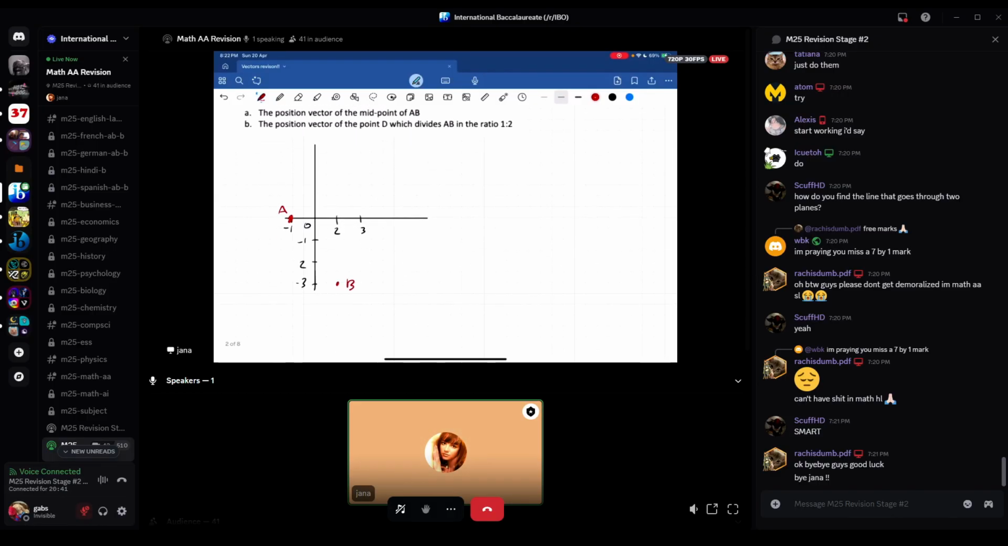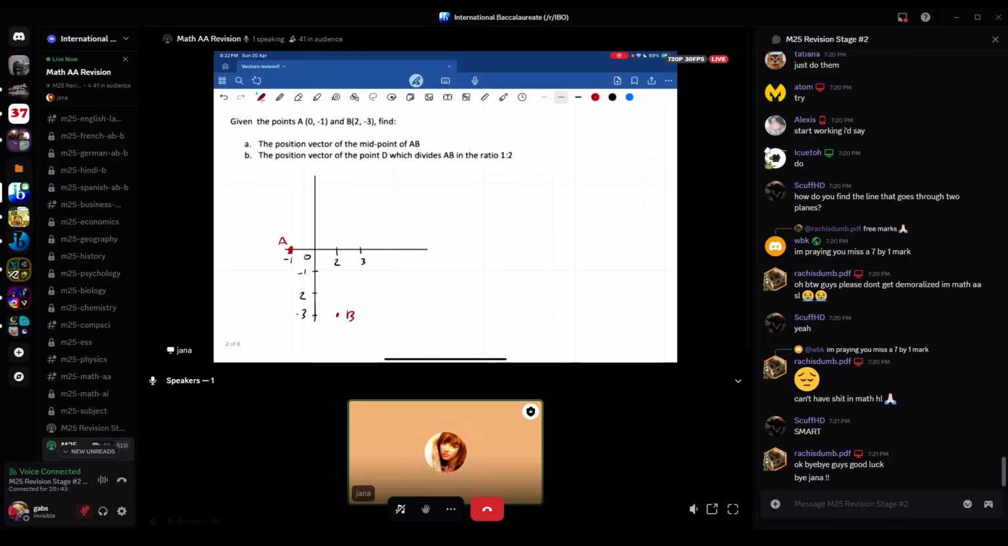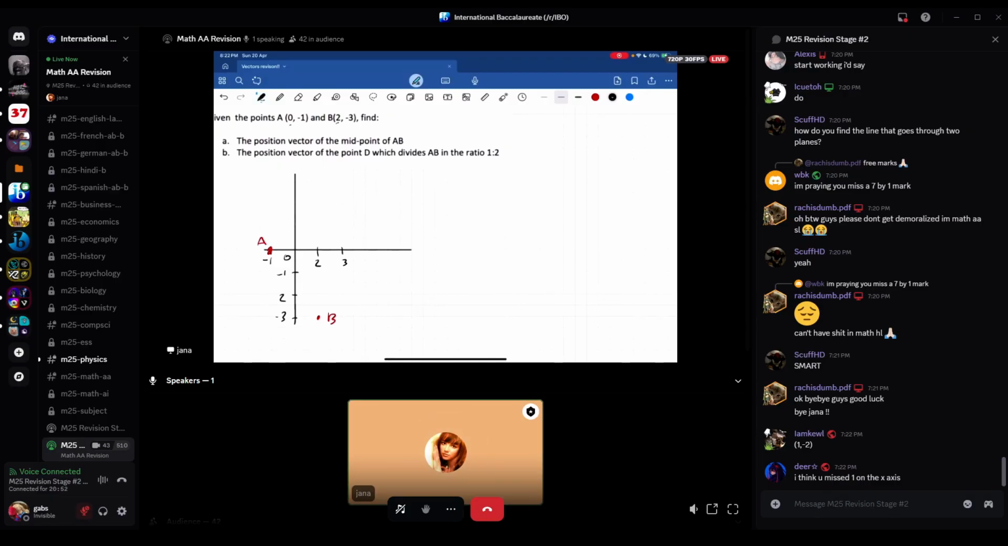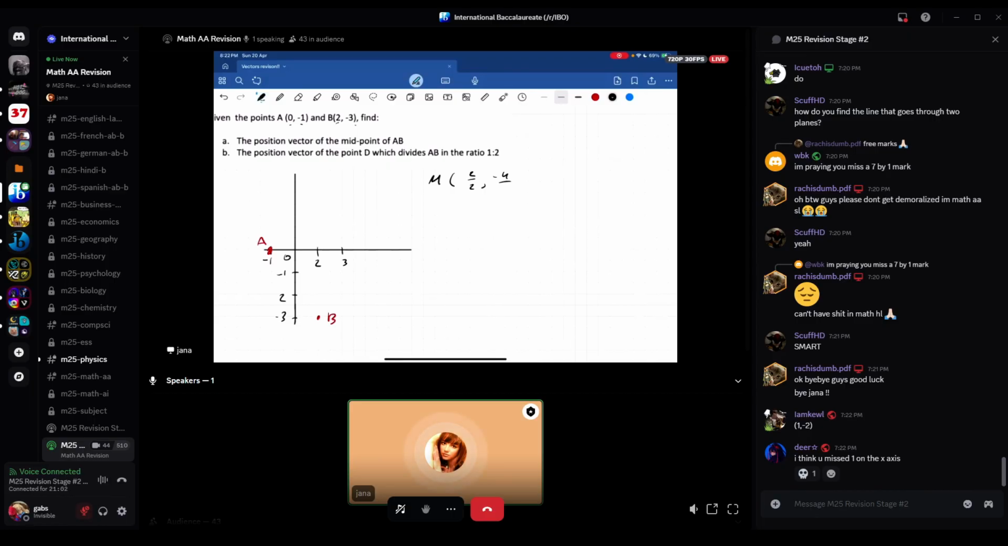So if we want to find the position vector of the midpoint of AB, honestly, the easiest way to do this is to just find the midpoint and then express it as a vector, because the midpoint is just these two added and divided by 2, and these two added and divided by 2. So the coordinates of the midpoint are just 2 over 2 and -4 over 2. So (1, -2). And we can just express that as OM equals (1, -2). So that's as a vector.